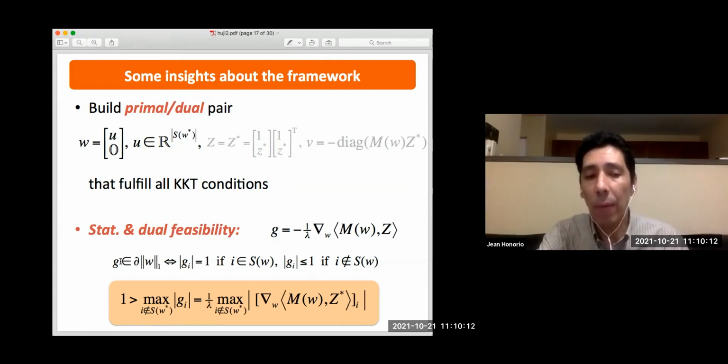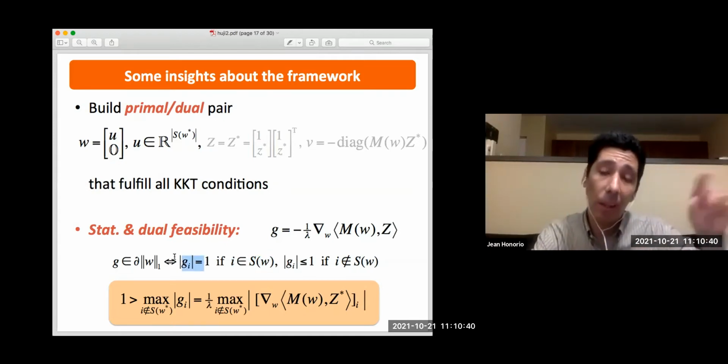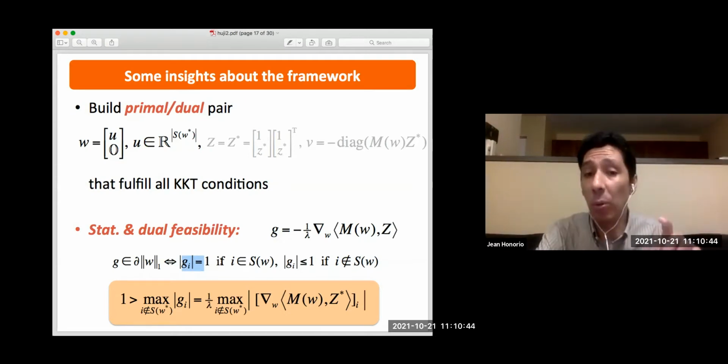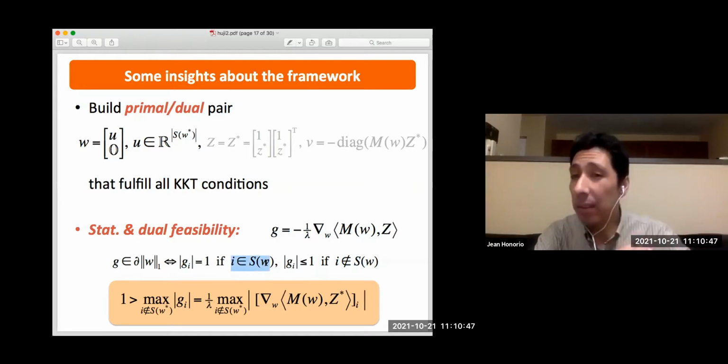So first, we need to understand a little bit about how the subgradient of the L1 norm looks like. And this is very similar to what people do in compressed sensing. So the idea, if you think about the subgradient of the L1 norm, remember G is a vector, so it will look like this. If i is in the support, meaning if Wi is different than 0, then the absolute value of Gi, the corresponding entry in the vector G, will be equal to 1. In fact, if Wi is greater than 0, Gi has to be equal to 1. If Wi is less than 0, then Gi has to be equal to -1. So it will mirror the sign of the Wi entry here.